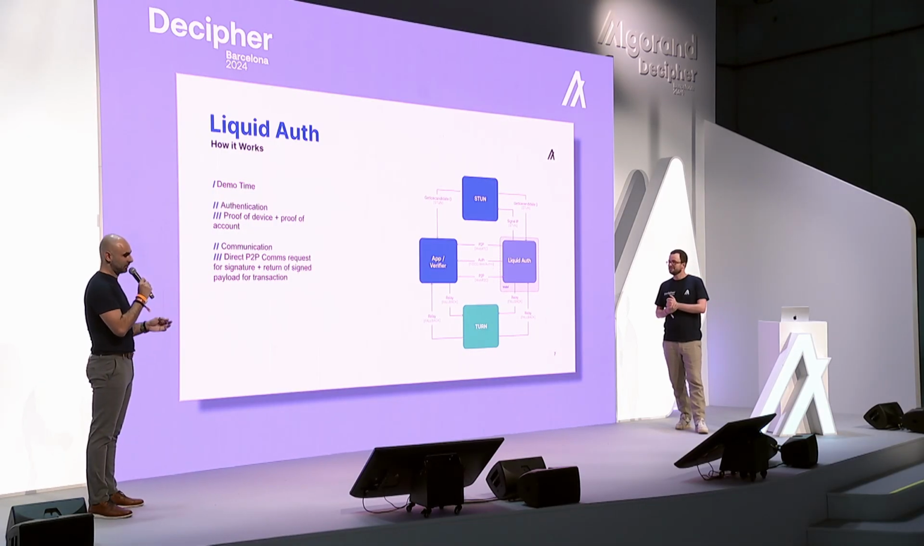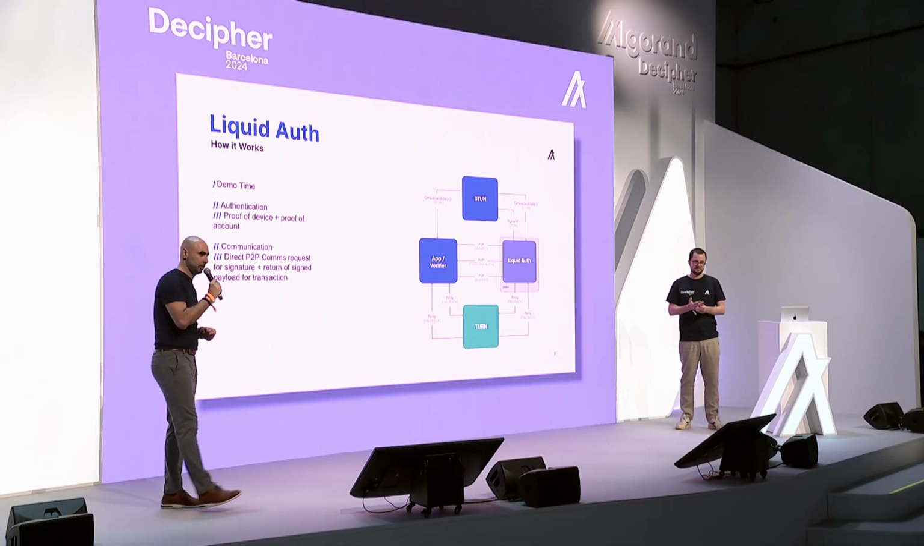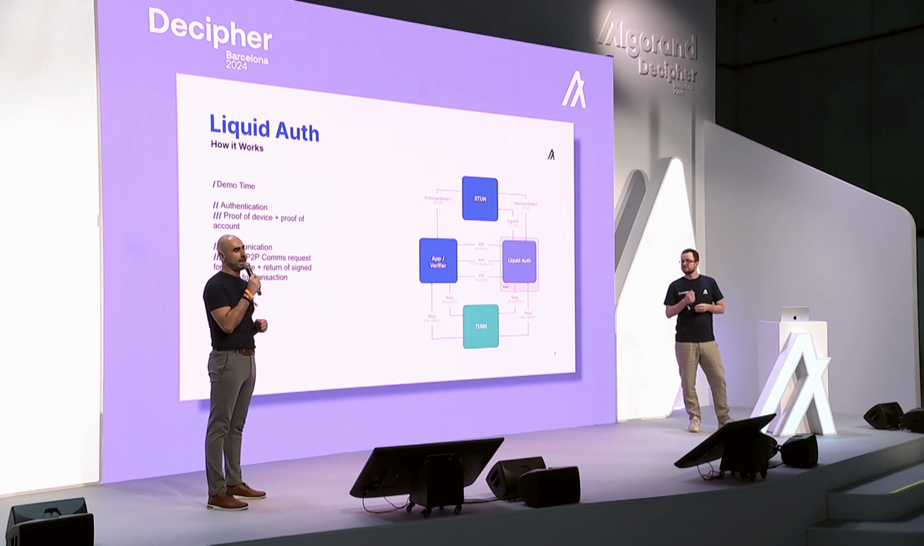Let's dive a bit deeper. How does it work? And then maybe we'll do the demo. Yes. So the first thing we do is the authentication. So there's a lot of conversation about authentication in Algorand. How do I prove to a verifier on an app that I own a specific Algorand address?